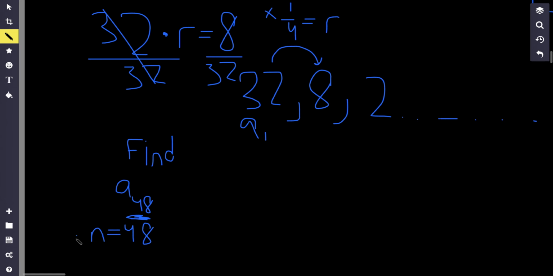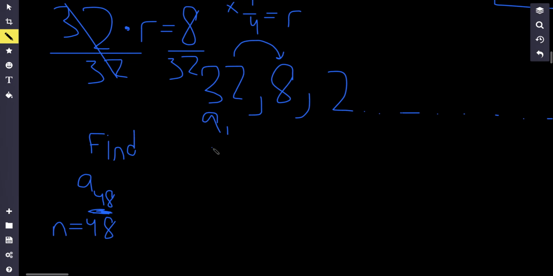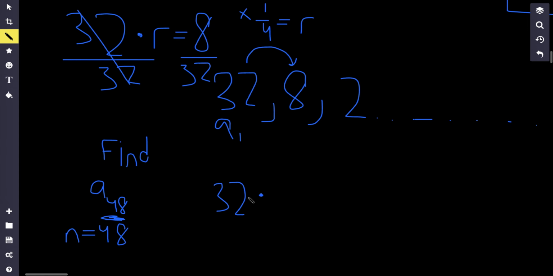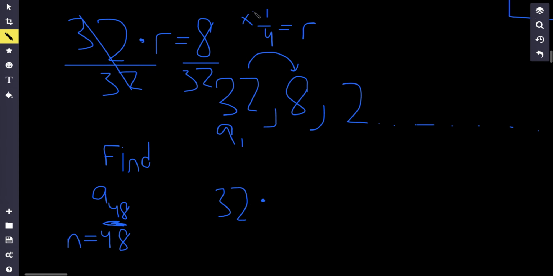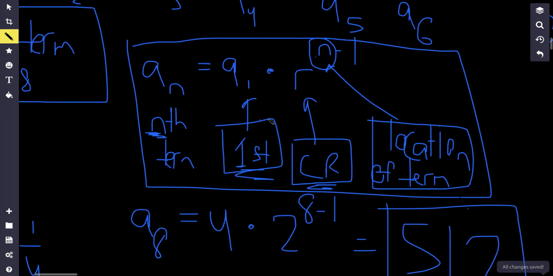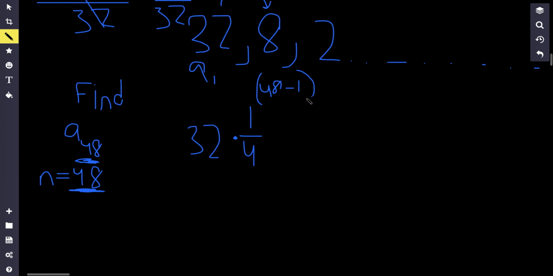We got all of the supplies for our formula. So let's just plug it into the formula. So if you remember, our formula is going to be the first term, so in this case 32, times the common ratio, which we said was 1/4, right? To the, well, where's our location of the term? 48. And don't forget the minus 1, right? So it's the n minus 1 power, remember? And so 48 minus 1, that's just 47.